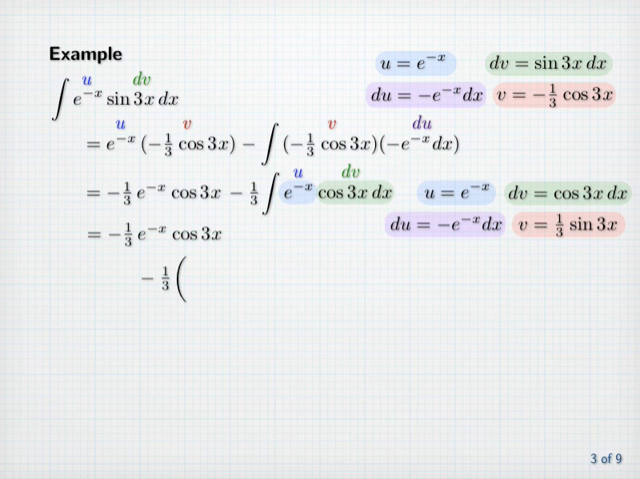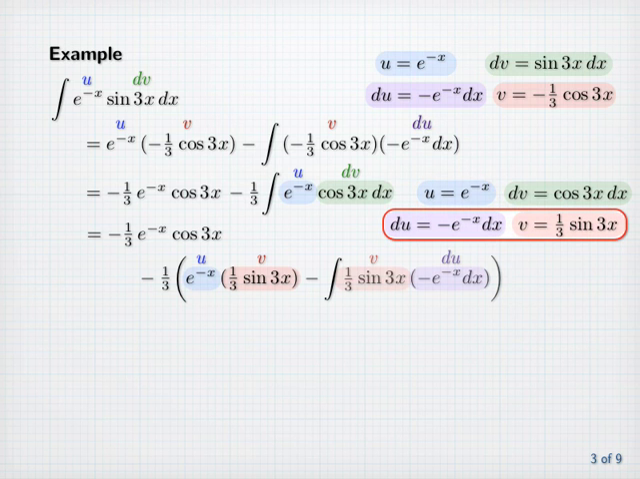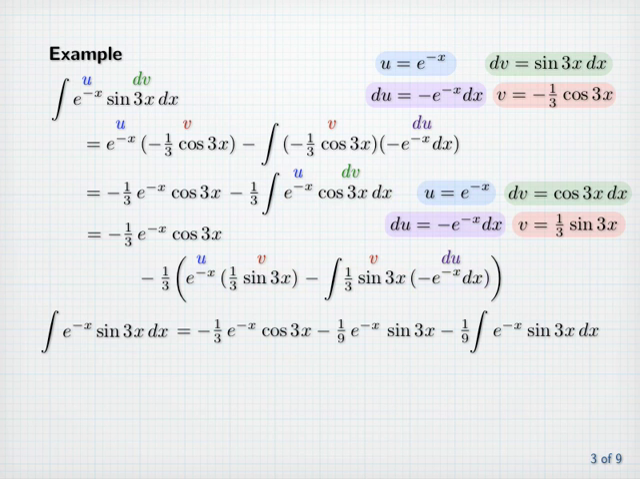We have minus 1/3 e to the minus x cosine 3x, minus 1/3 of u times v, minus the integral of v du, which is 1/3 sine 3x times minus e to the minus x dx. We now have that the indefinite integral of e to the minus x sine 3x dx is equal to minus 1/3 e to the minus x cosine 3x minus 1/9 e to the minus x sine 3x minus 1/9 the integral of e to the minus x sine 3x dx.